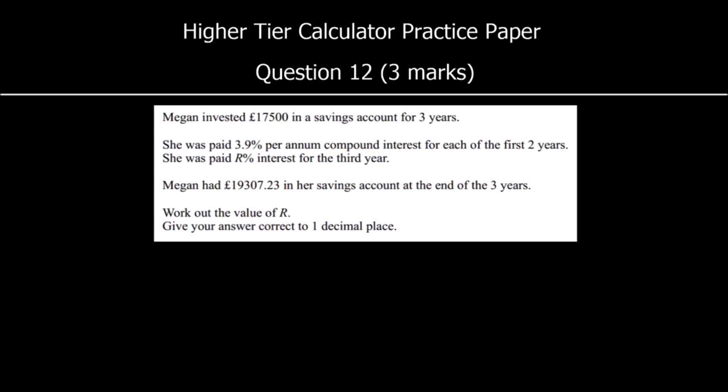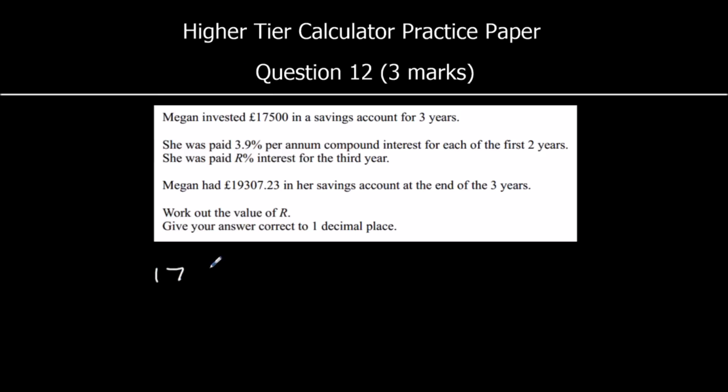One for you to try, so pause the video and give it a go. So Megan invested £17,500 in a savings account for 3 years. She was paid 3.9% for the first 2 years and R for the third year, and she's got £19,307.23 at the end of 3 years. What is R?